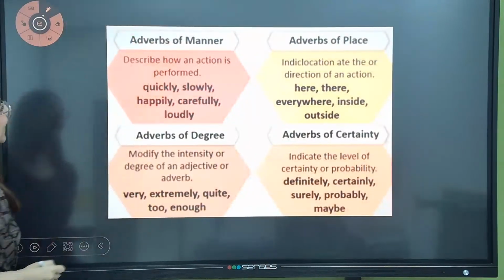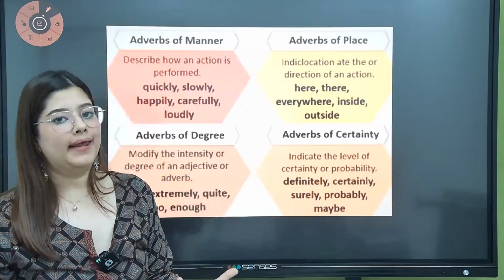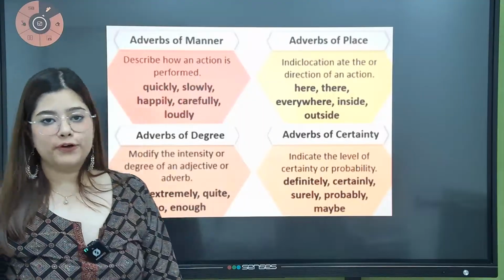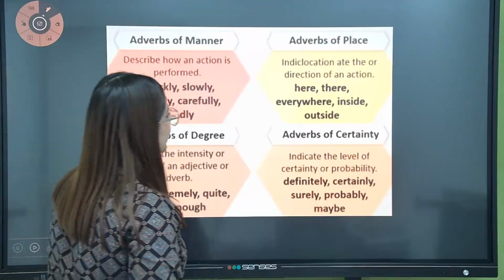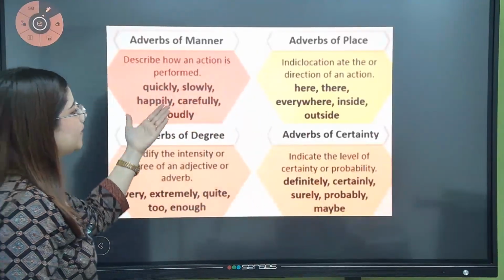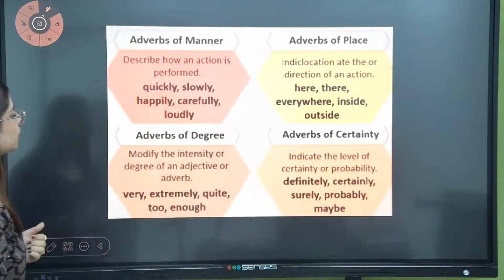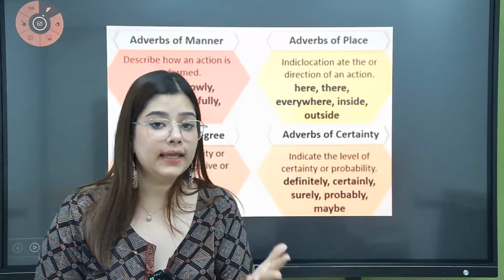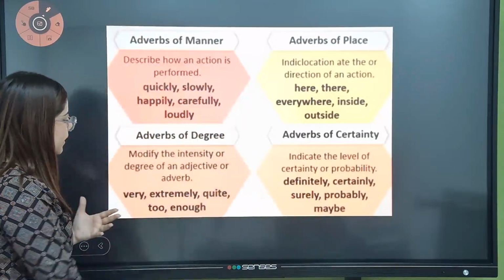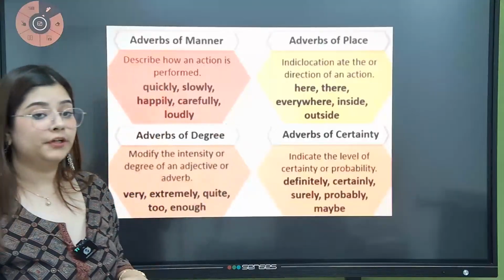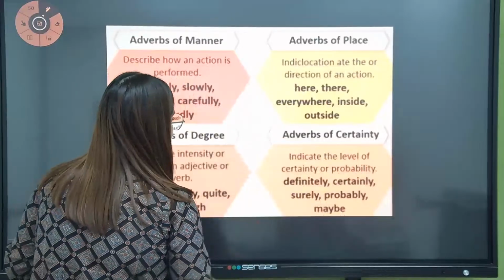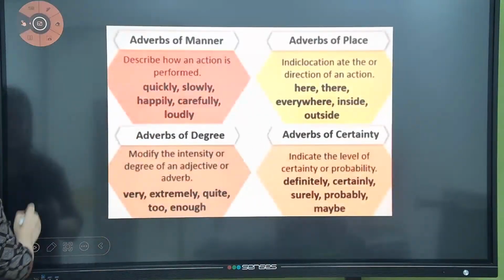Types of adverbs. Adverbs of manner describe how an action is performed, the manner in which an action is performed. So quickly, slowly, happily, carefully, etc. Then we have adverbs of place. They indicate the location or the direction of action. For example, here, there, everywhere, etc. Adverbs of degree talk about the intensity of a given adjective, action, or adverb: very, extremely, quite, enough. Adverbs of certainty talk about the level of certainty or probability of any action: definitely, certainly, surely, probably, maybe.